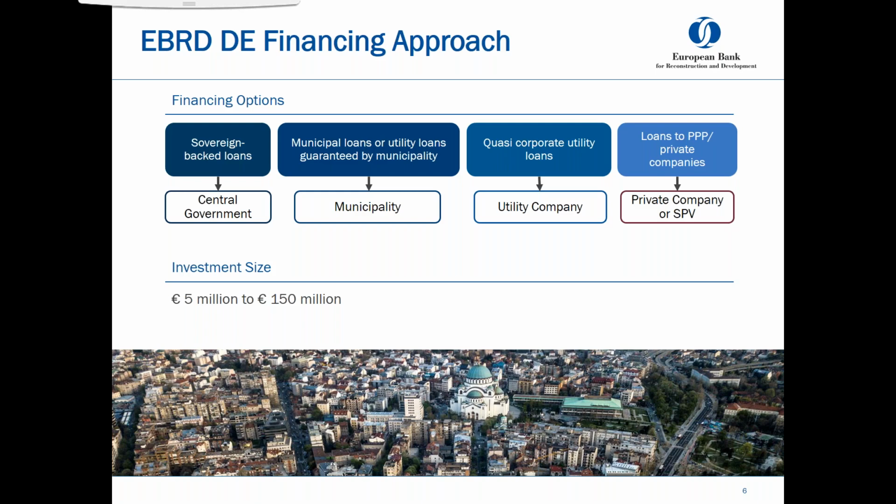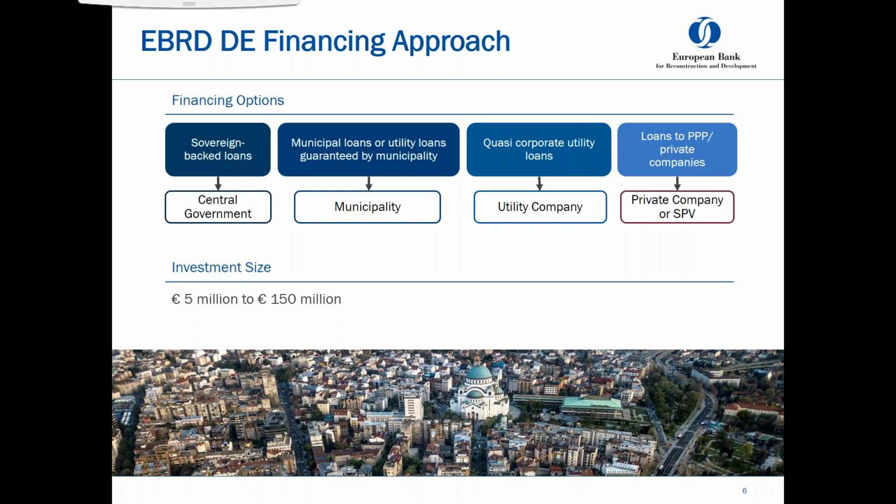More common in the countries we work in and in this sector is lending to municipal, city governments, or city-owned utility companies, like I described previously. Another category that falls between is what we call a quasi-corporate utility loan. In some countries, for instance in capital cities that may have large district heating networks, the companies operate relatively like corporate institutions, and it's possible to lend to them without the explicit guarantee of their government owners or backers.